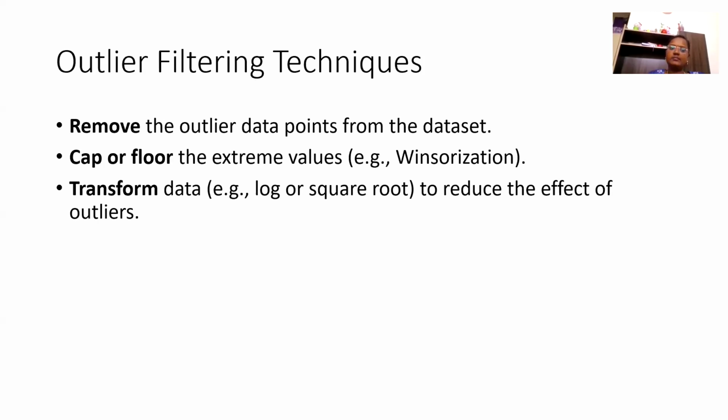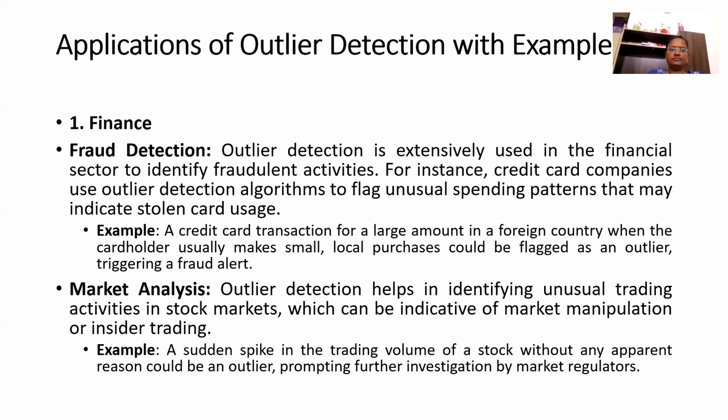Outlier filtering is nothing but removing the outlier data points from the data set, capping or flooring the extreme values, or transforming the data. Where are we going to apply this outlier detection? What are the applications of outlier detection?